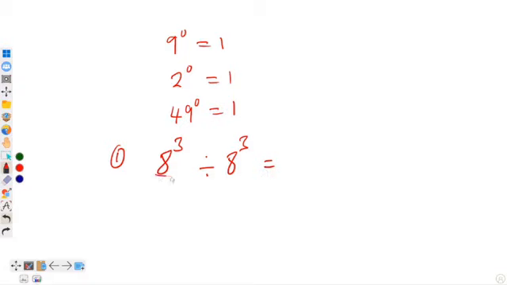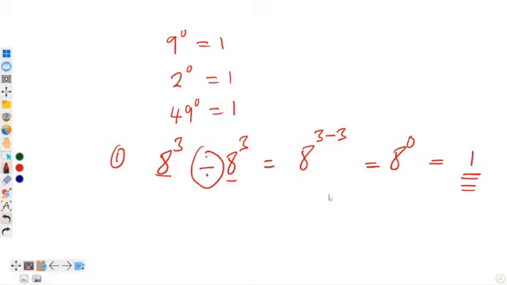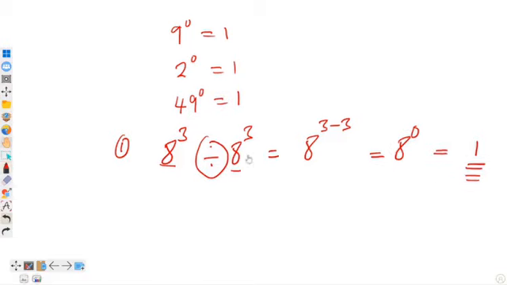So same bases, 8, 8, and we are dividing. What do you do? You subtract the power. So 8 to the power 3 minus 3. This will give us 8 to the power 0 because 3 minus 3 is a 0. So 8 power 0, the answer is what? 1. We are using this same property. A number raised to the power of 0, the answer is a 1.